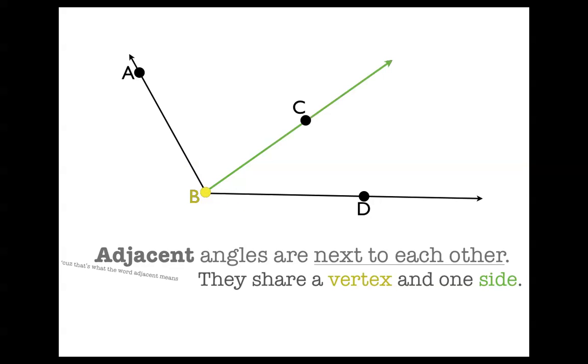They share a vertex, and they share one side. So adjacent angles are just any two angles that are next to each other. They're like touching right up against each other. So these two angles are adjacent.